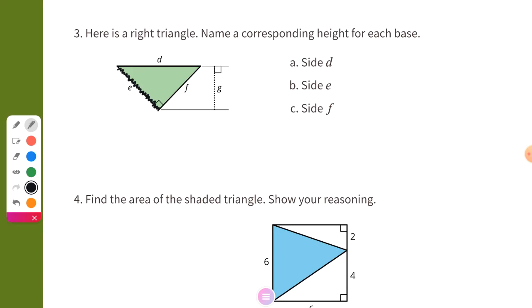Side E makes a right angle with what? Which side? D. Here's D. Is this a right angle right there? Where do we see a right angle, Lena? F, right here. There's our right angle. So side E and F form a right angle. So if I call side E my base, my height would equal F. What if side F is my base? E would be the height.